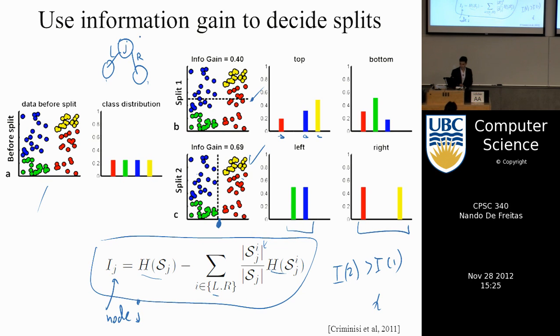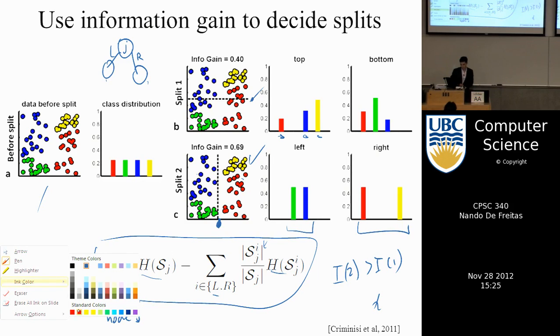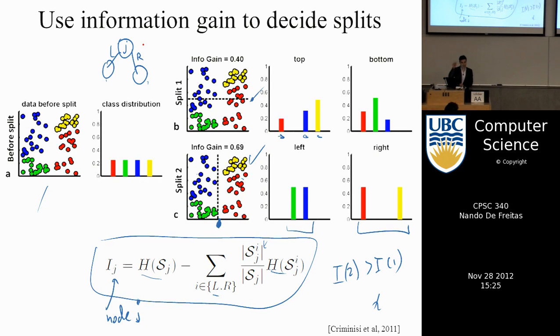All the data in node J, instead of me drawing these circles, I'm just going to say that my data in node J is denoted by S_J. So S_J is essentially a bag that has all of this data.